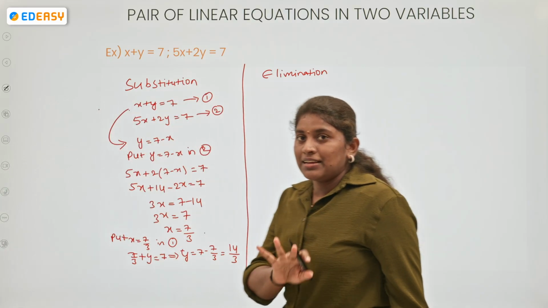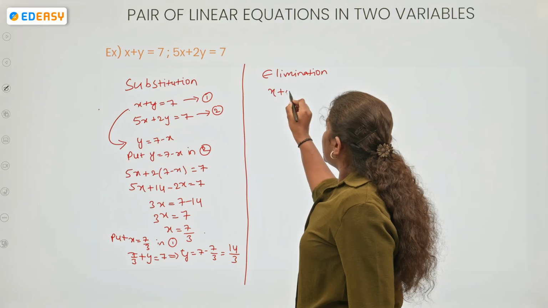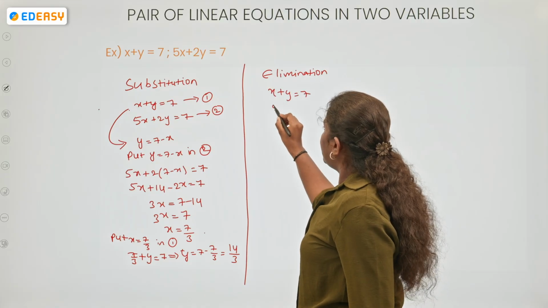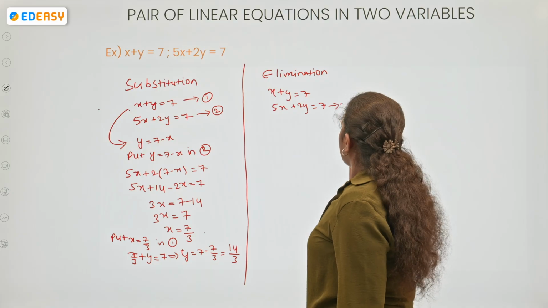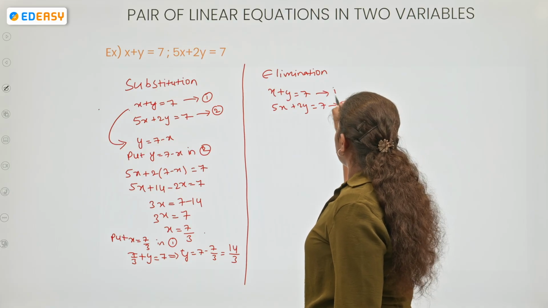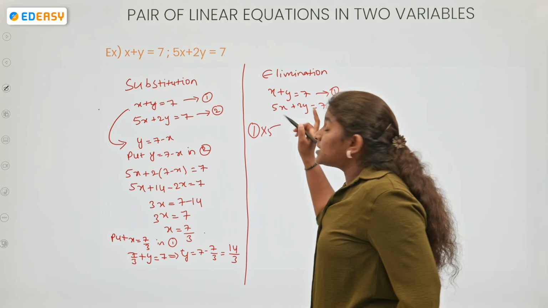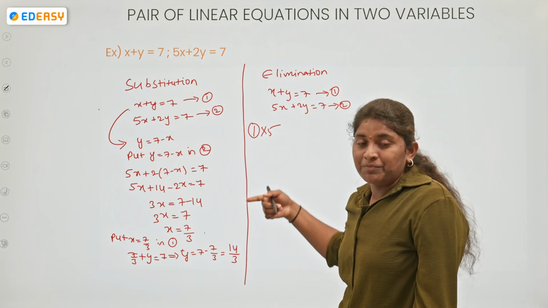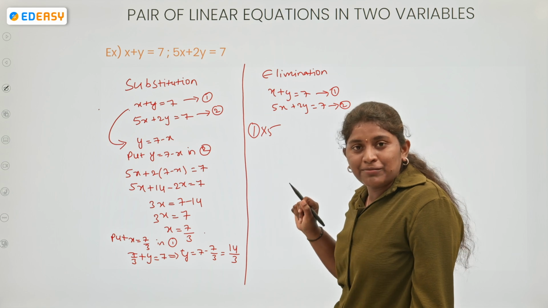Now let's do the same problem using the elimination method. So x plus y equals to 7 and 5x plus 2y equals to 7. This is your equation 2 and this is your equation 1. Now multiply 1 with 5 because I want to eliminate x variable. If you want to eliminate y variable, then you can make the coefficients of y same.